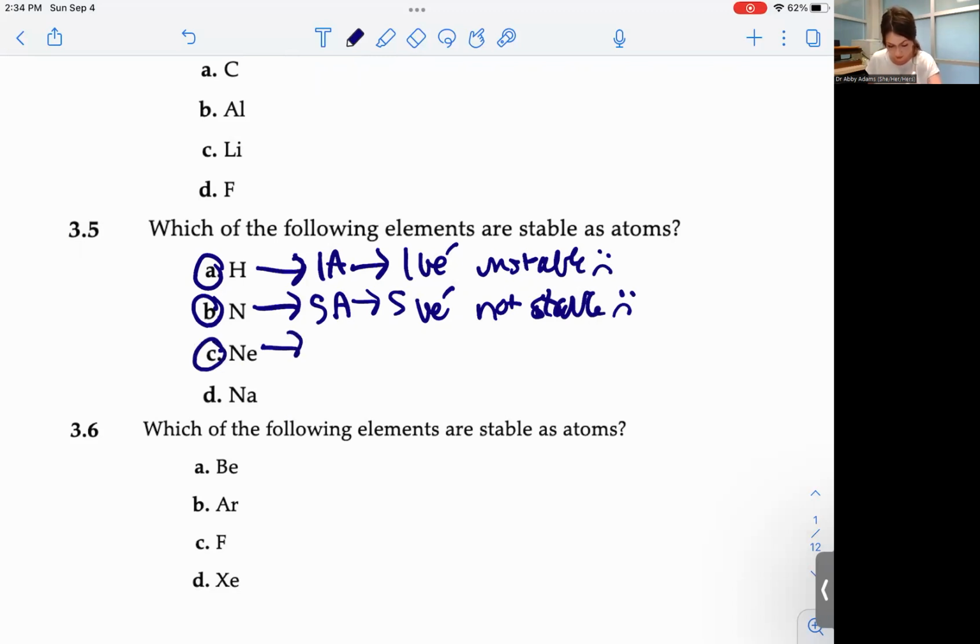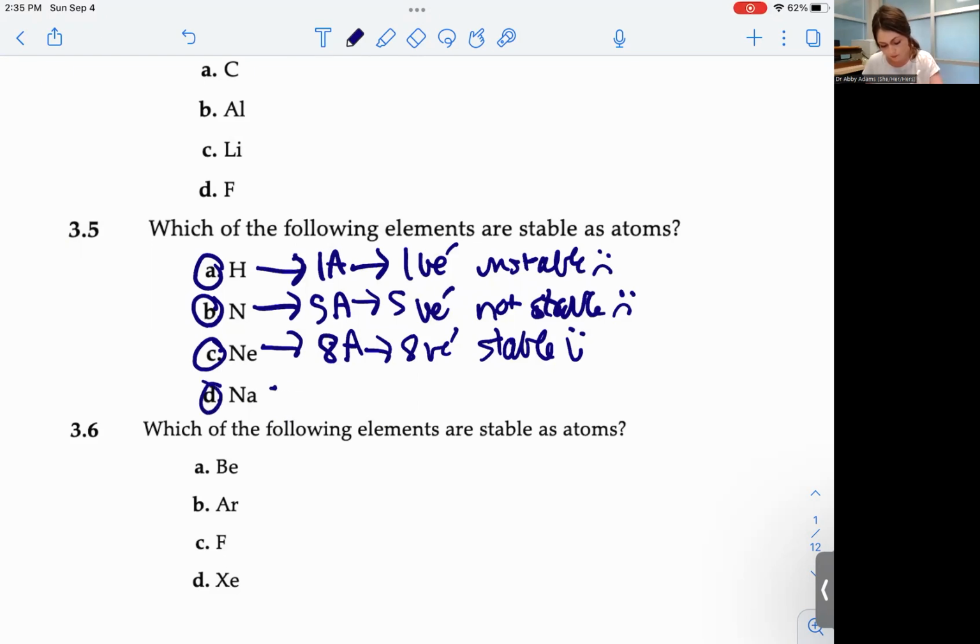Neon, that's going to be what group? 8A. That's in our group of noble and inert gases, right? So that's unreactive. So that's 8 valence electrons filled that shell. So that is stable. It's happy. It's not reactive. It's fine the way it is.